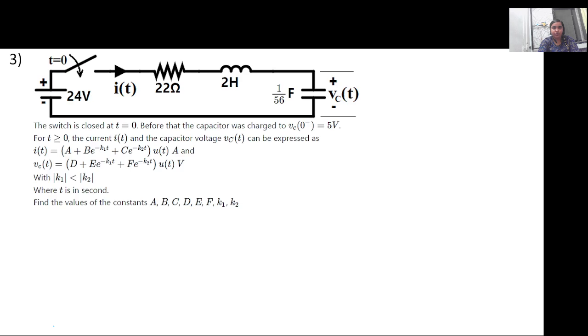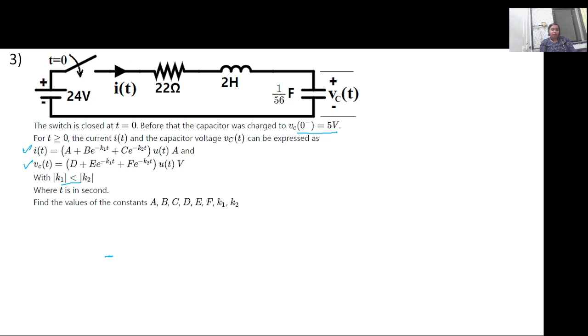So we'll move to the next question that we have. This is the last question we have for today. In this case, the switch given here is closed at t equal to 0, and before that the capacitor was charged to a voltage of 5 volt. Now we have to find the current and the voltage across the capacitor. The current is the series current flowing through all the elements, and the condition given is k1 is greater than k2, and we have to find the different constants a, b, c, d, e, f, whichever is given in the question, and k1 and k2.